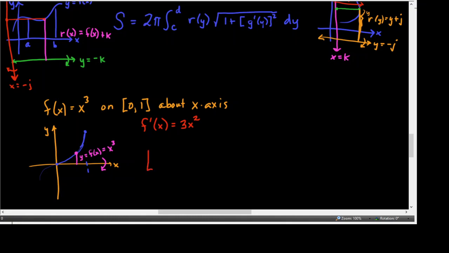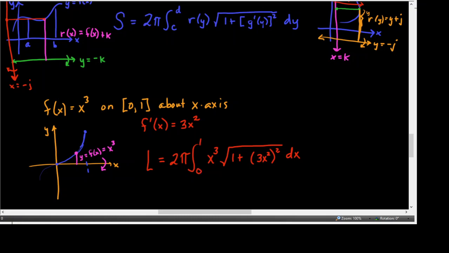And so our surface area will be 2 pi times the radius function, x cubed, times that arc length formula, the radical of 1 plus our first derivative answer, quantity squared, dx. Okay? And so that is from 0 to 1.